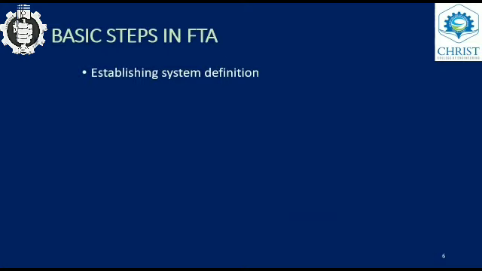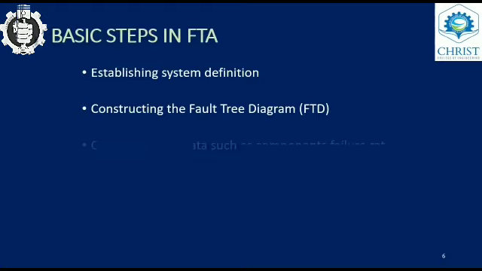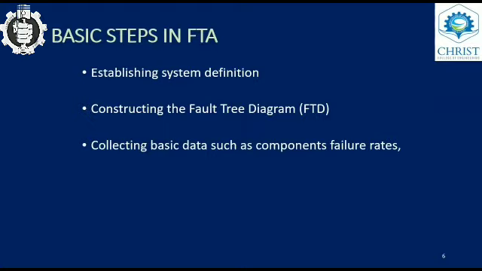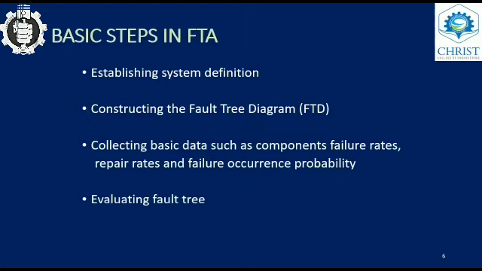Basic steps in FTA: establishing a system definition, constructing the fault tree diagram as we have seen in the last page, collecting basic data such as components, component failure rates, repair rates, failure and occurrence probability, etc., evaluating the fault tree, and recommending corrective measures. So the purpose of FTA is to recommend some corrective measures to avoid failure.